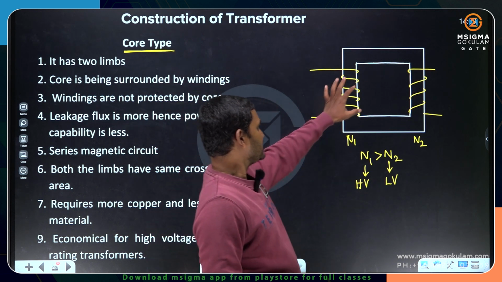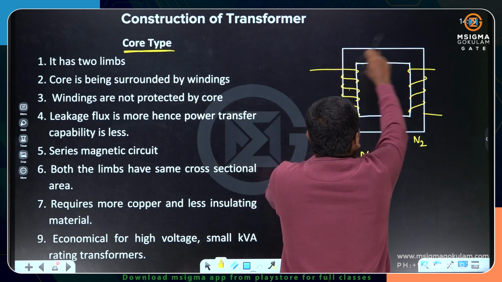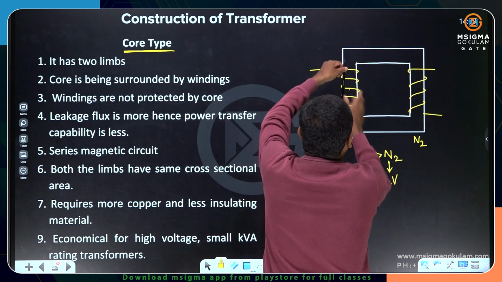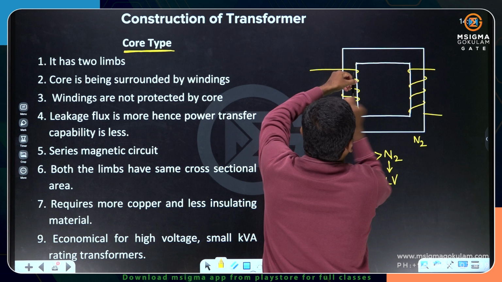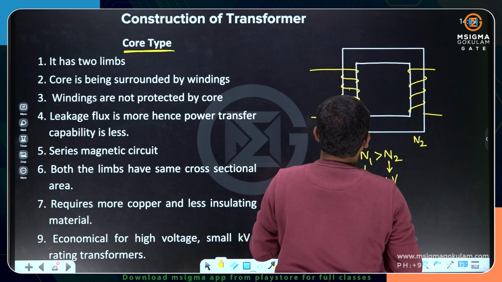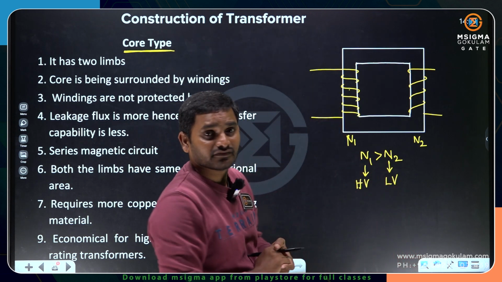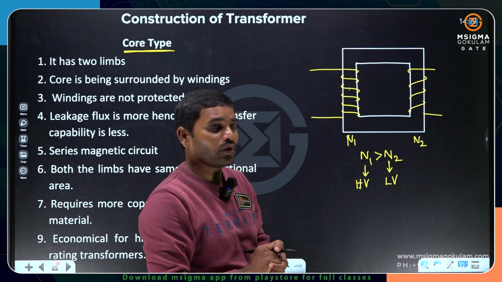Now if you see the core type construction, here I have a core. Around the core I have winding. All right. So I can say that winding is surrounded by the core.